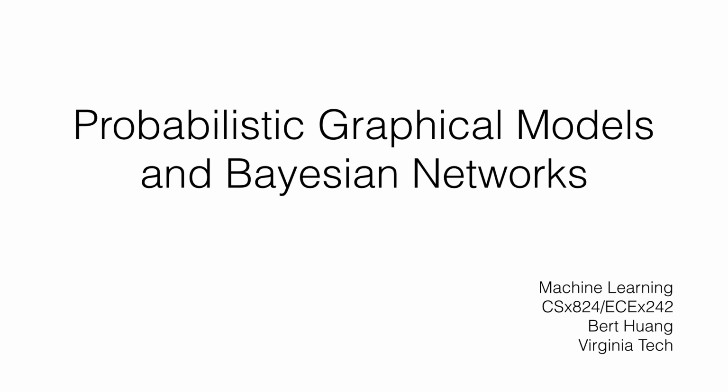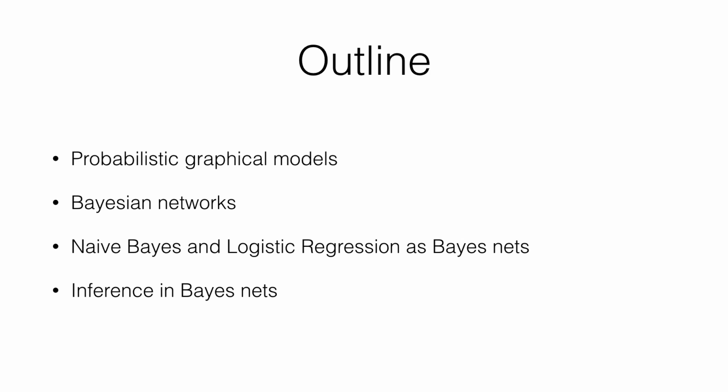In this video, we're going to start talking about graphical models or probabilistic graphical models. Specifically, we're going to talk about Bayesian networks, which is a type of graphical model. So we're going to talk about the general idea behind graphical models. I'll define what a Bayesian network is, and then we'll look at examples of graphical models that we've already seen so far. So we'll look at how naive Bayes and logistic regression can be viewed as Bayes nets. And then we'll talk about how to do inference in Bayes nets.